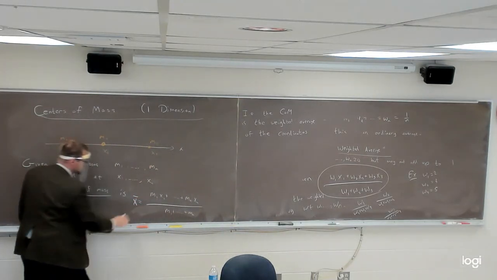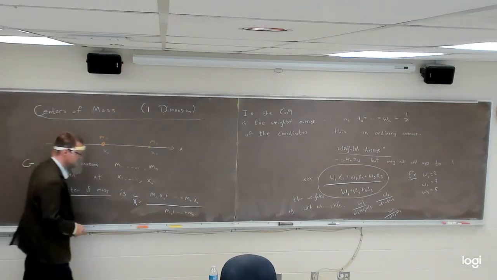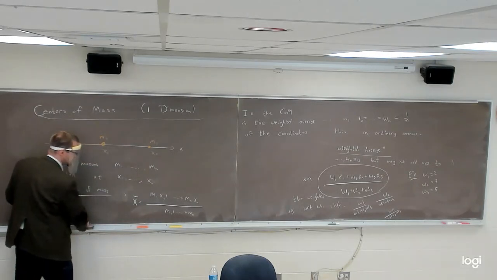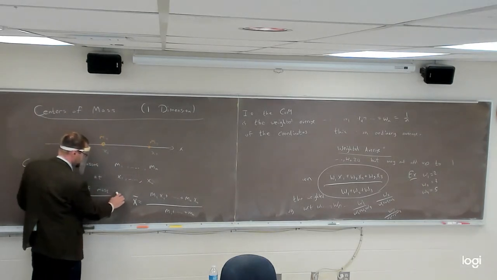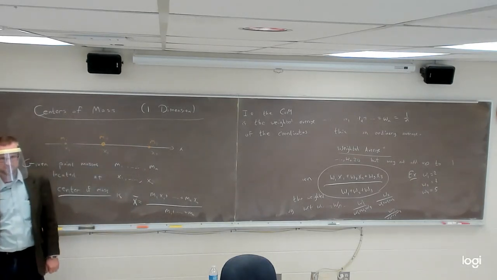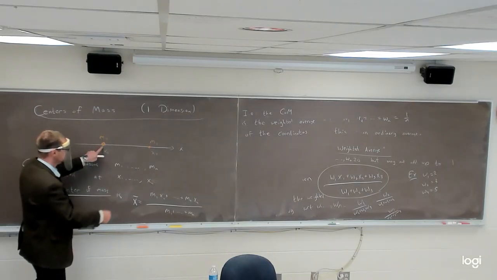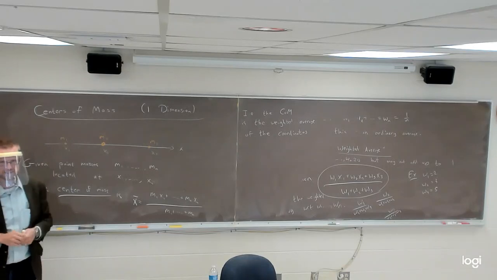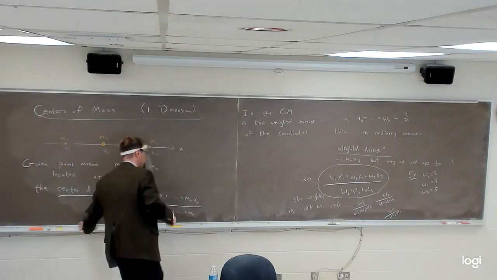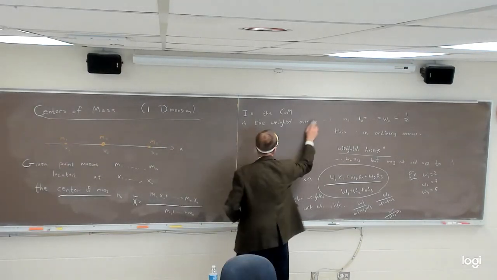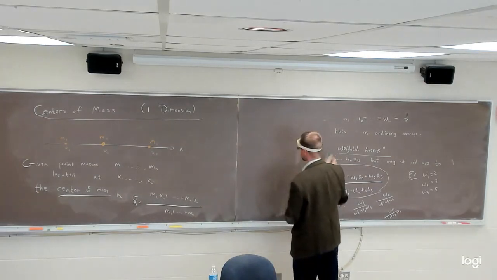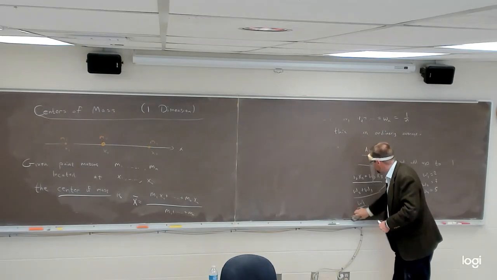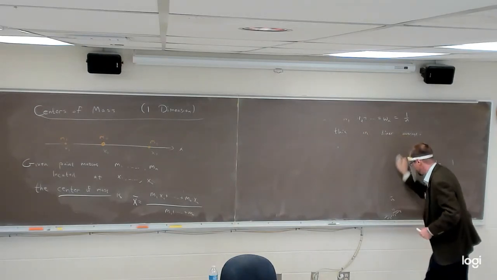Bar is sometimes used for average, so this is like the average x, or weighted average x, is this expression there. So we're giving the bigger masses more influence. This mass is 10 times as big as this. The center of mass is going to be closer to there. Good. I'm not going to bother going through an example with numbers, but it just is a weighted average.